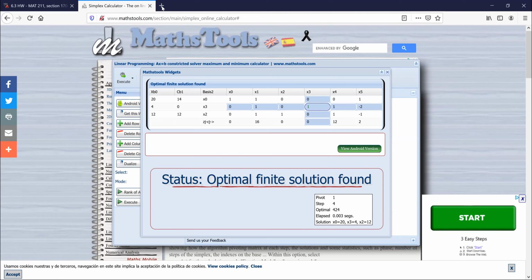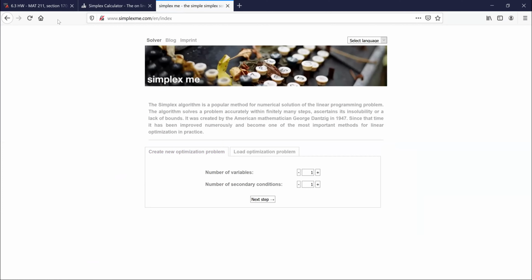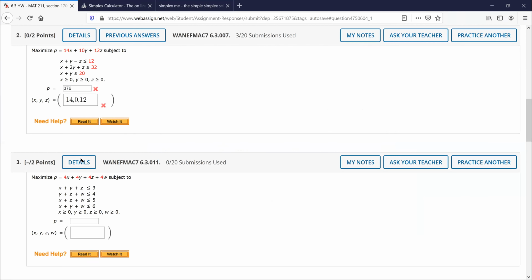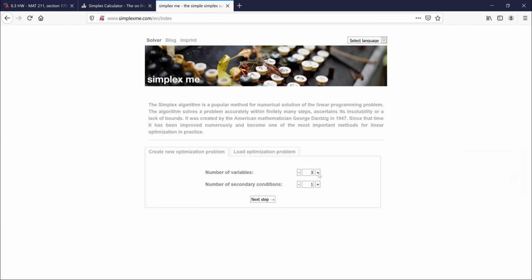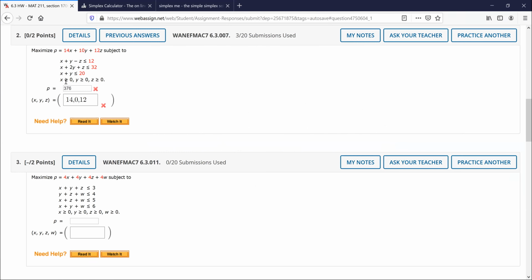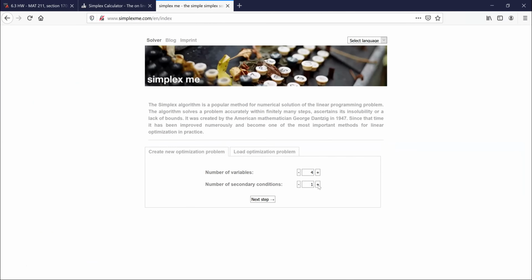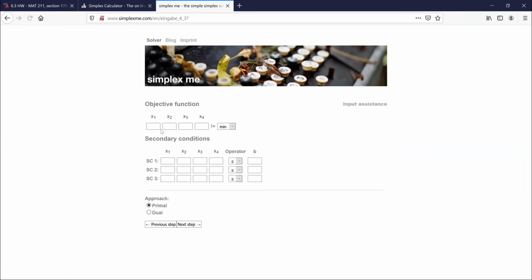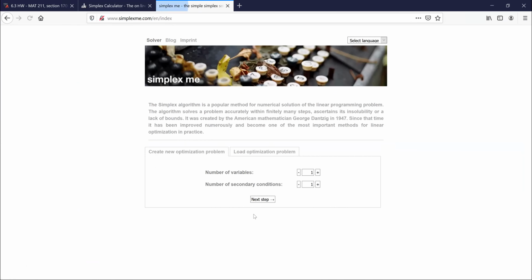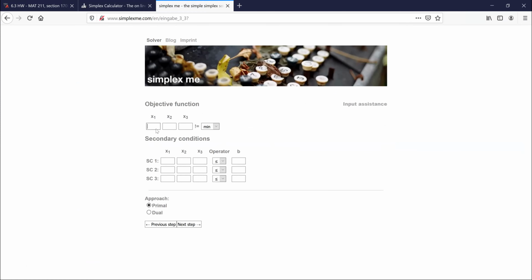Okay, let's try this one. So this one I feel like is more intuitive. Number of variables in your problem, you have 3 variables, x, y, and z. And your secondary conditions, that's the number of rows of equations. 1, 2, 3 here. There's 3 rows. The one limitation of this one is that I guess I added in too many variables. I think you accidentally put 4. Yeah, 1, 2, 3. Okay.